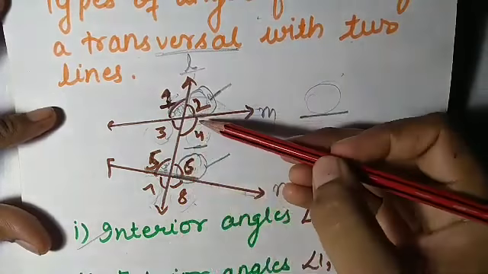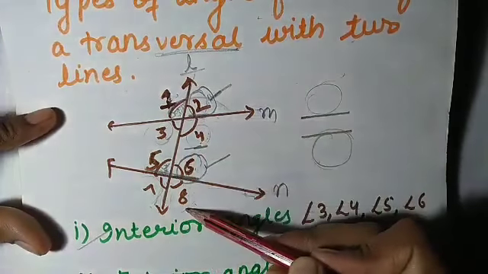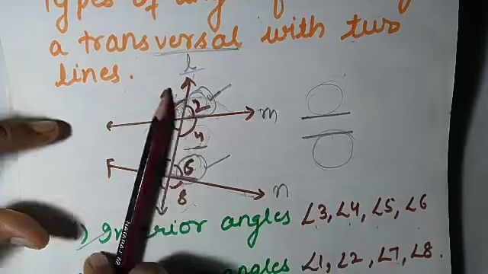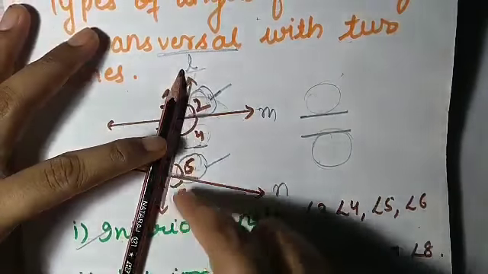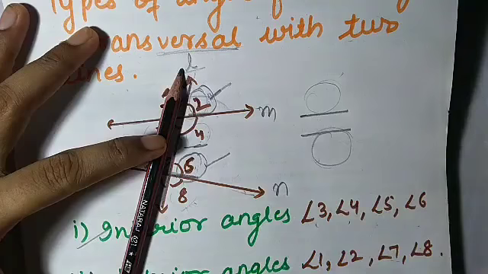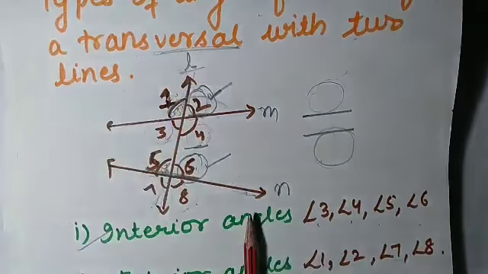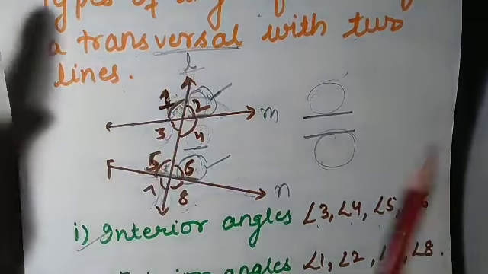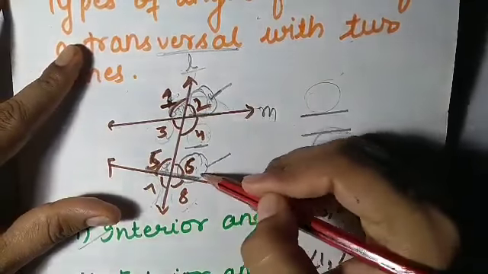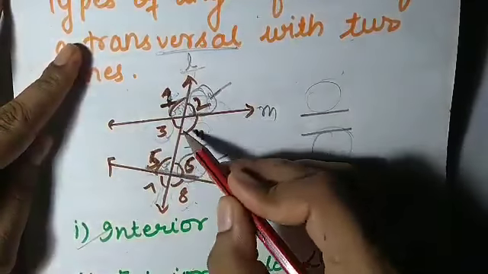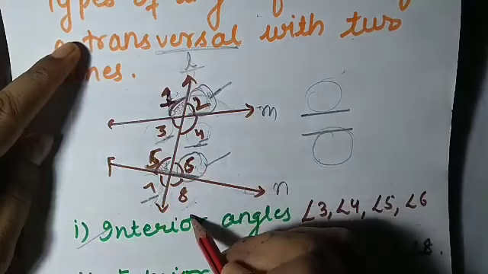4 is downward the line, so 8 is downward the line, and they are on the same side of the transversal. Okay, so these are known as corresponding angles. So we have 4 pairs of corresponding angles, that are 2 and 6, 1 and 5, 3 and 7, 4 and 8.